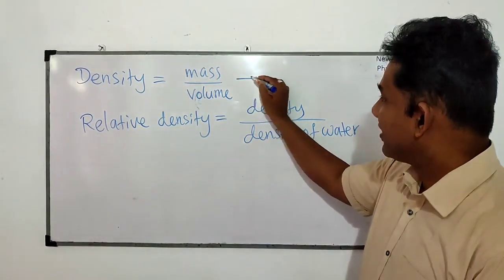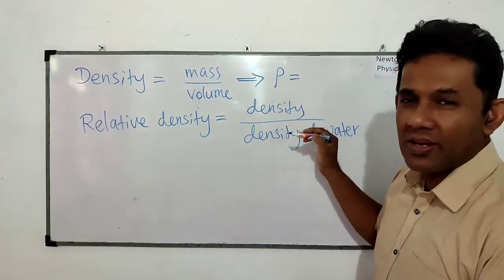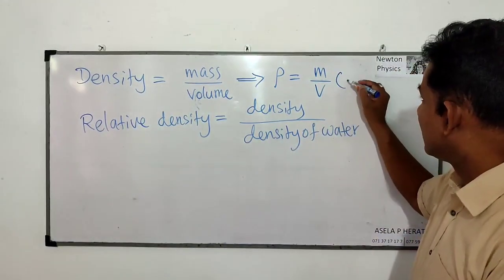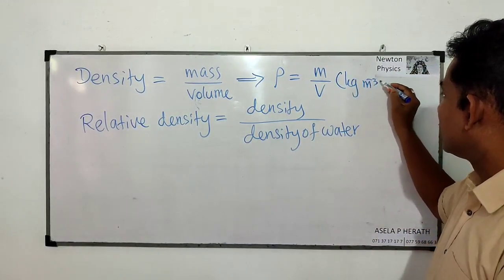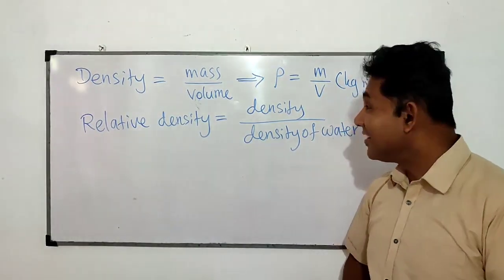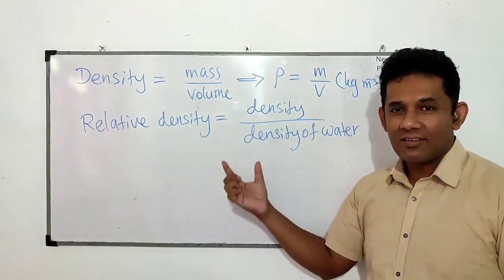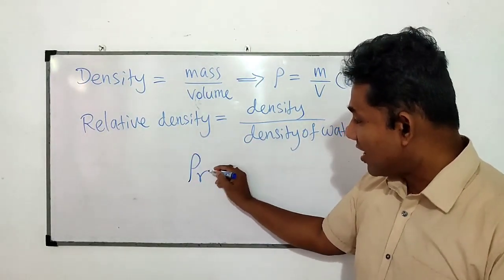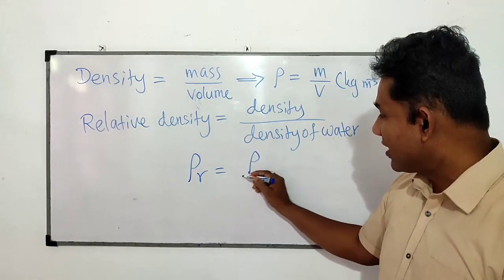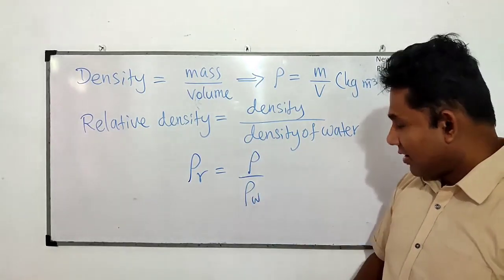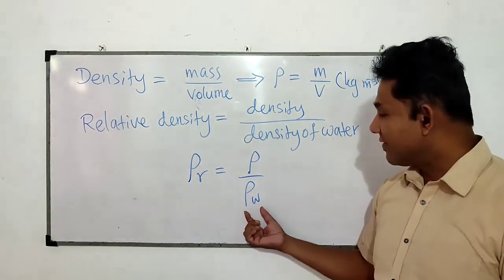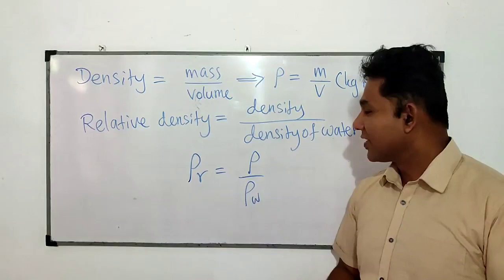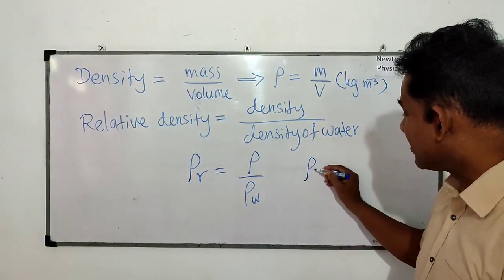For density, we take it as rho. Rho becomes m divided by v, with unit kilograms per cubic meter. But relative density becomes unitless. Normally we write it as rho r equals rho divided by rho w. Here rho w is the standard or reference density, normally considered as 1000 kilograms per cubic meter.